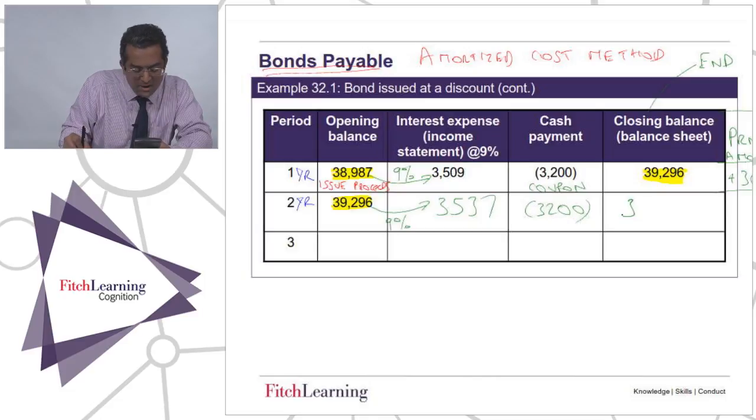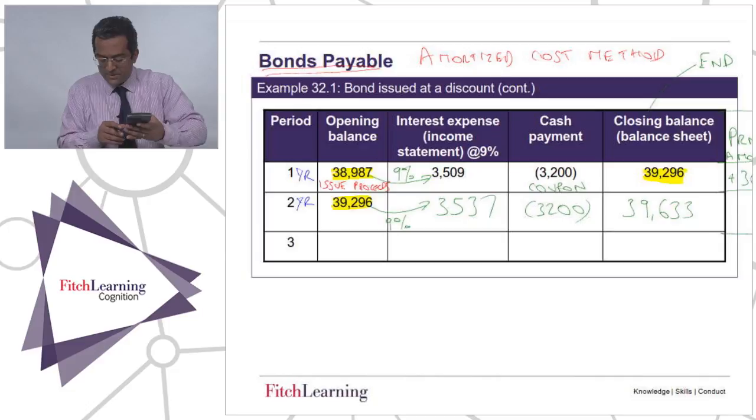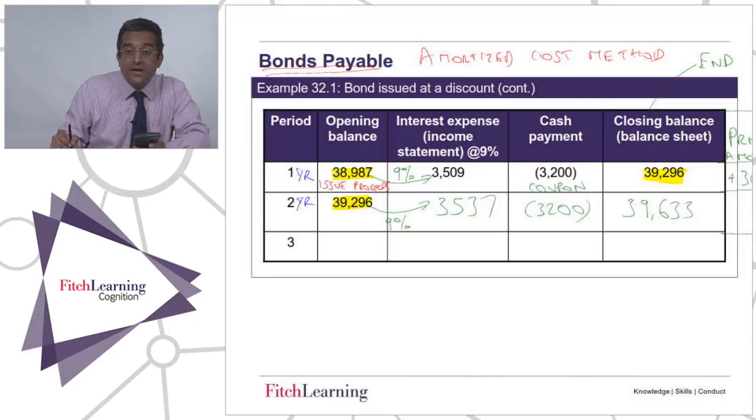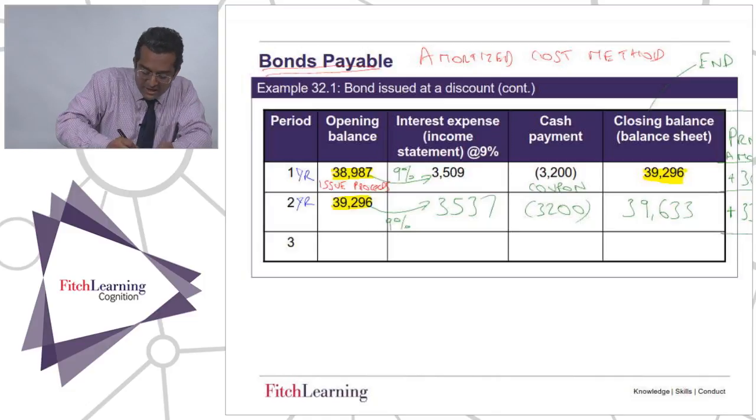Can we agree on 39,633? And also, check what your amortized principal is. Check what's happened. So you've added 3537 and you subtract 3,200. Overall, this amount has gone up again by 337. That's the amortized principal. Okay, so guys, hopefully you get the idea now.